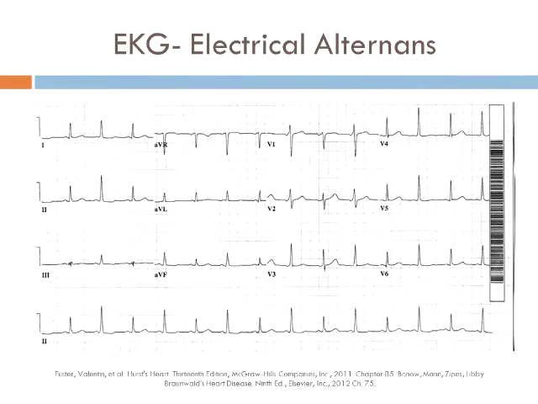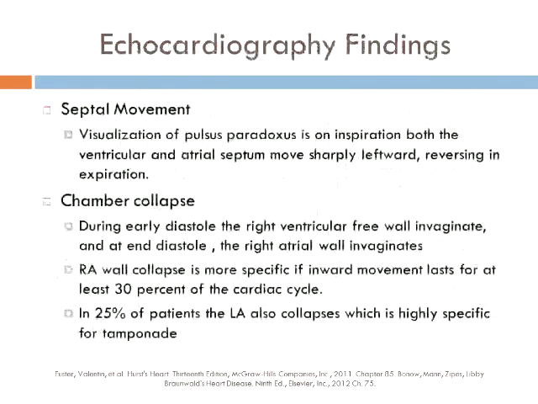So on echo findings, this is what we actually see when we call and let everyone know that we're concerned. We see tamponade. We actually see septal movement as our visualization of the pulsus paradoxus. During inspiration, we see the right side of the heart fill, and to accommodate that, due to the constriction from the pericardial sac, we see the ventricular and atrial septum move to the left. And then during expiration, it moves back to the right so that the left side can fill. That's why we have difficulty with cardiac output, because we're essentially collapsing the left side to help fill the right side. And that's why you're losing the pulse during inspiration.